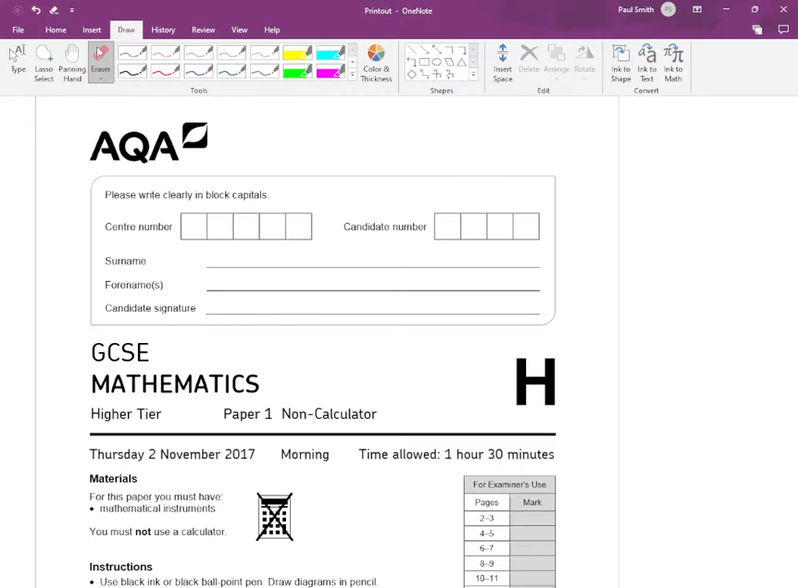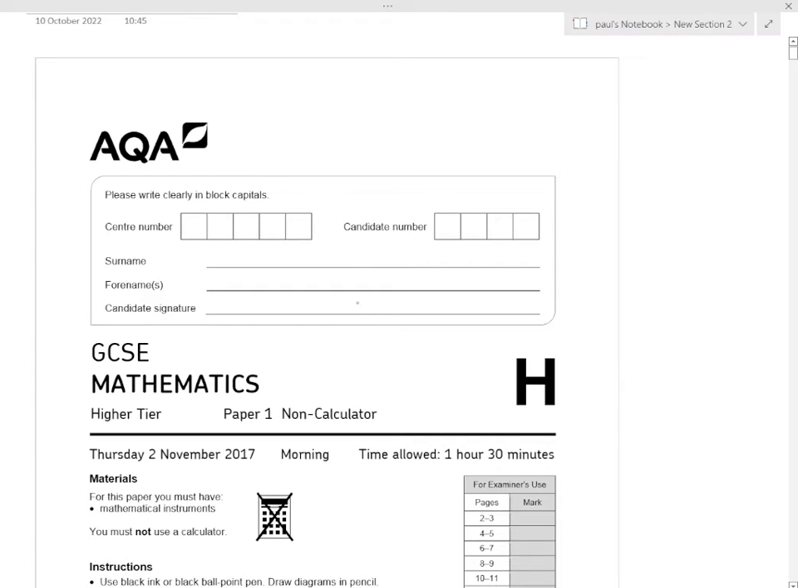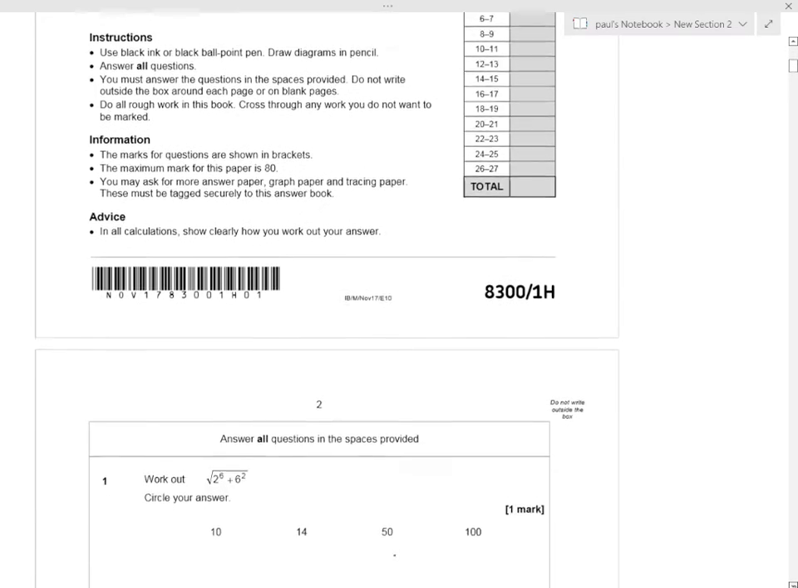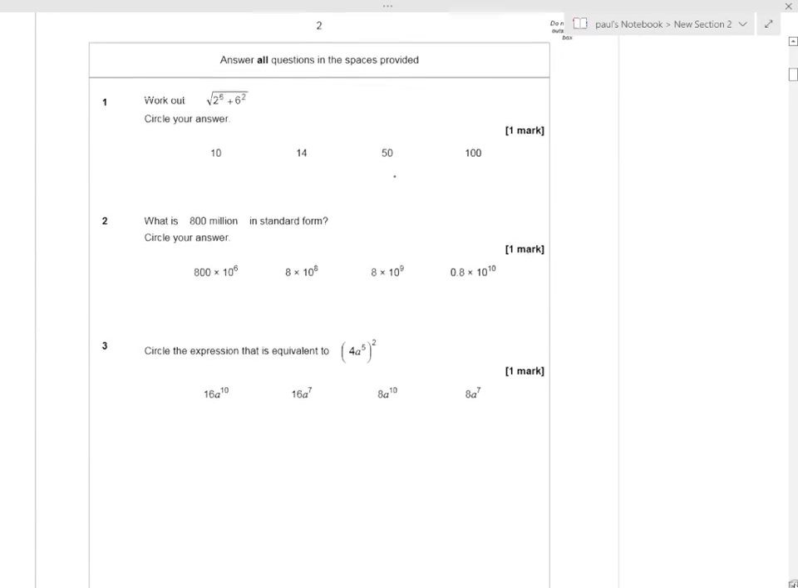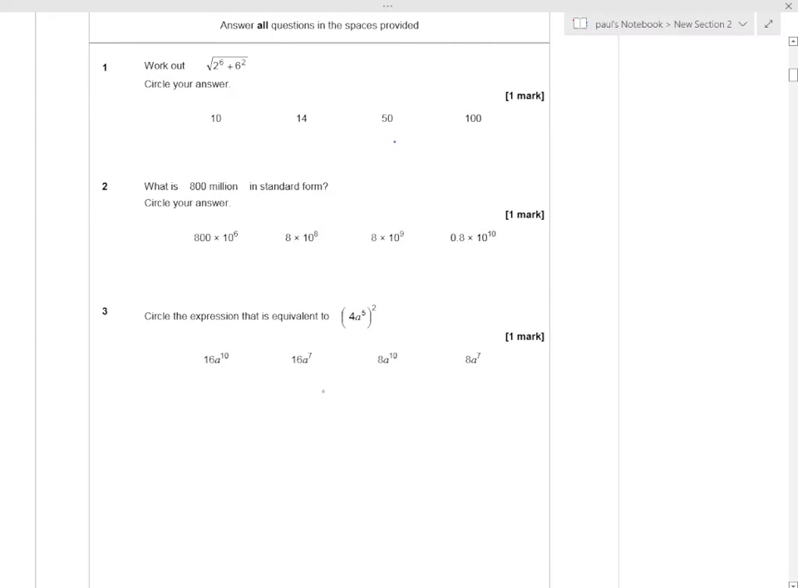Now what we've got here is the paper that we partly went through. I know it's the higher, and this will do for the foundation people as well. Paper 1 non-calculator, November 17. The first, I think, 12 questions appear in both papers. So these are the 12 that are pretty necessary to try and get right if you're doing the higher paper, and they are the higher level 4-5 questions in the foundation paper. So you need to get a lot of them right, yeah? Okay, let's work through them.